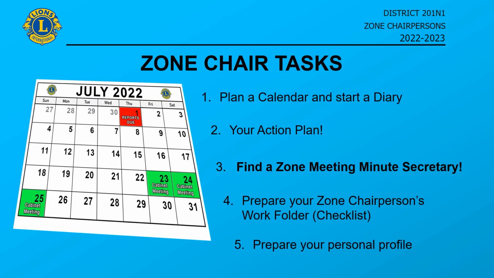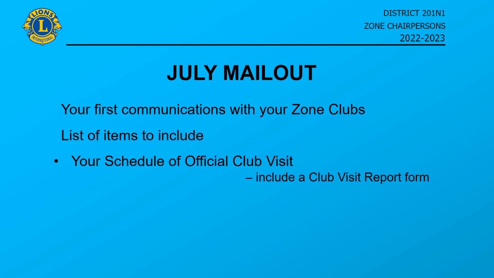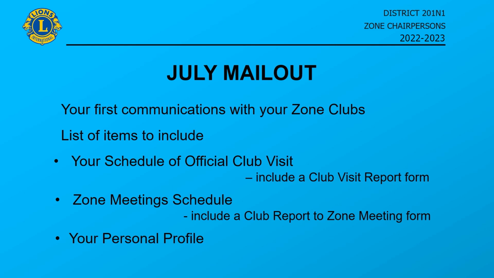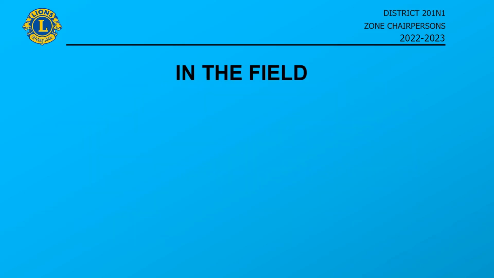Next, prepare your personal profile. And you have now completed the planning that all of your Zone clubs need to know about. By the end of July, email to your Zone clubs the checklist items. Have you found that Zone Meeting Minutes Secretary as yet? Now, you're all set to get out into the field.